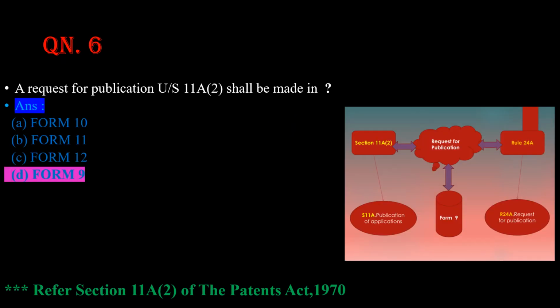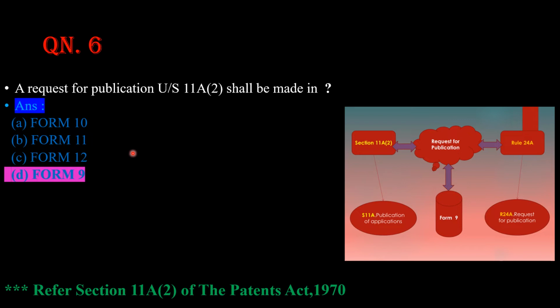Question number 6. A request for publication under section 11A subsection 2 shall be made in, the question indicates, made via what? That means normally which form?